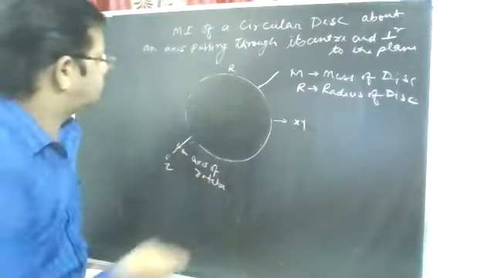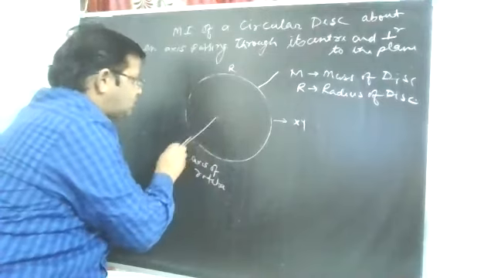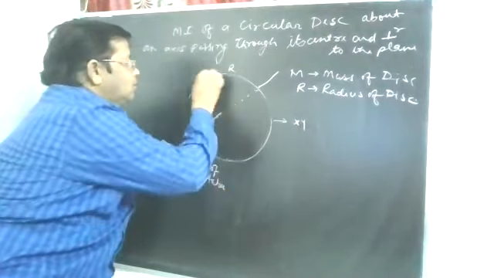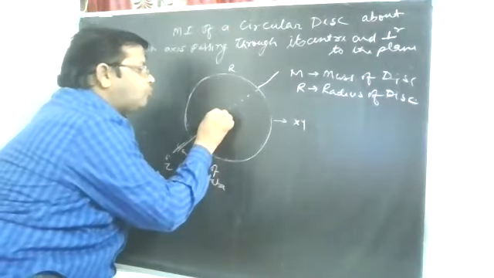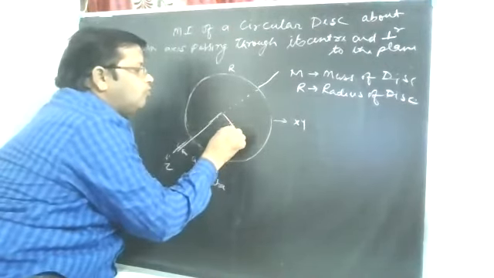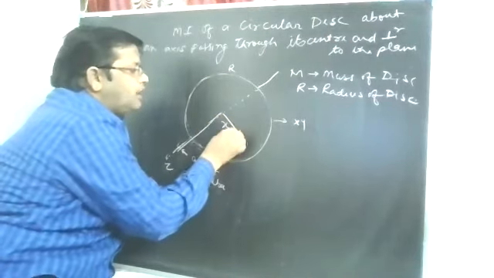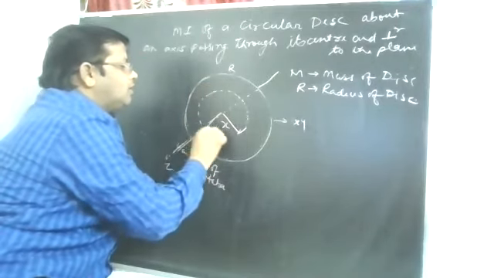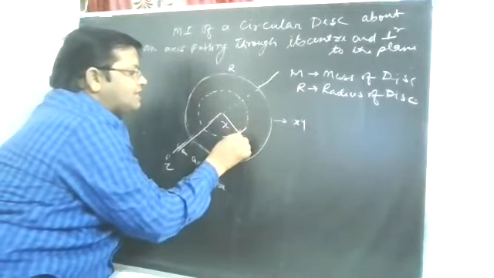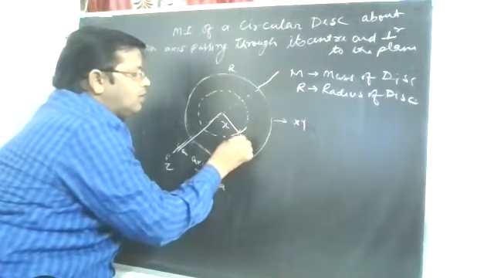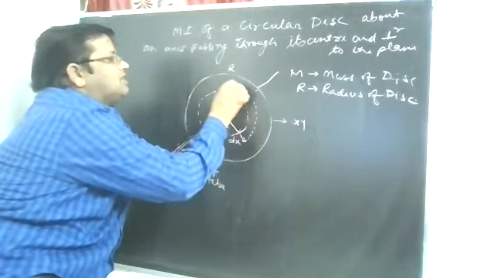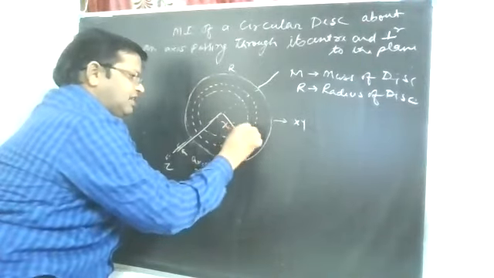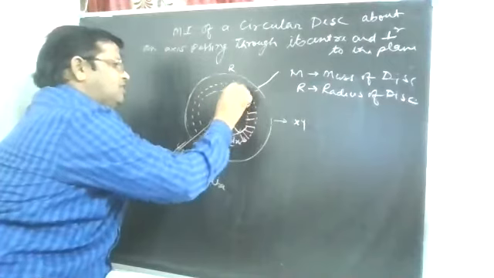See here, this is the axis. For this, first you have to move to a distance x from the center and cut a small circle whose thickness is dx. Set at this region, at this portion. This is a ring.